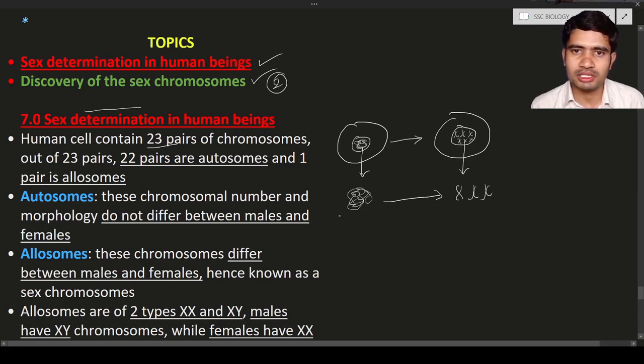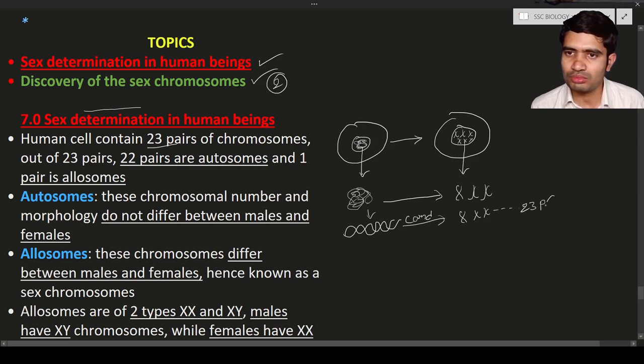In the last class, we discussed that this is a DNA, a double helical structure. This DNA undergoes condensation. What is meant by condensation? It means it gets a complex shape, and this DNA turns into chromosomes. How many chromosomes? In total there are 23 pairs.